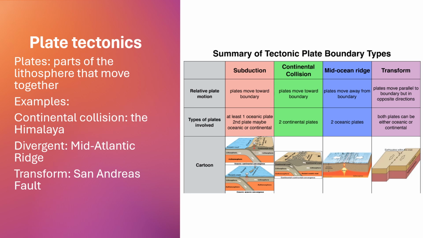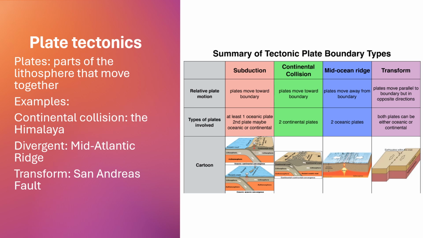In subduction regions, plates move towards a boundary, and one plate slides underneath the other. It will be an oceanic plate that goes underneath the other plate, which can either be oceanic or continental. In continental collision boundaries, you have two continental plates that move together. These areas, such as the Himalaya, have very high mountains. Subduction regions are characterized by having very deep earthquakes.